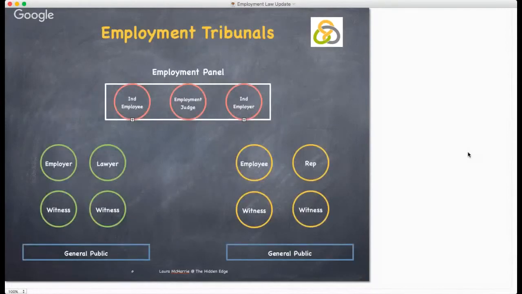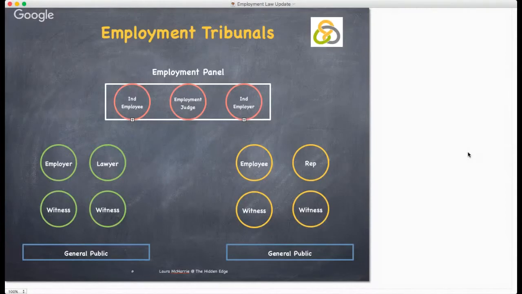You can be taken to an employment tribunal by an employee over various issues, including pay, dismissal, and discrimination. The employment tribunals are an independent judiciary body established to resolve disputes between employers and employees over employment rights. The tribunal will hear claims about employment matters such as unfair dismissal, discrimination, wages, and redundancy payments.